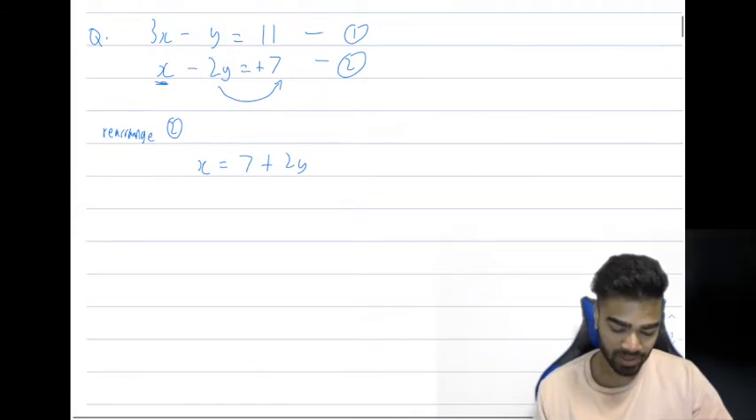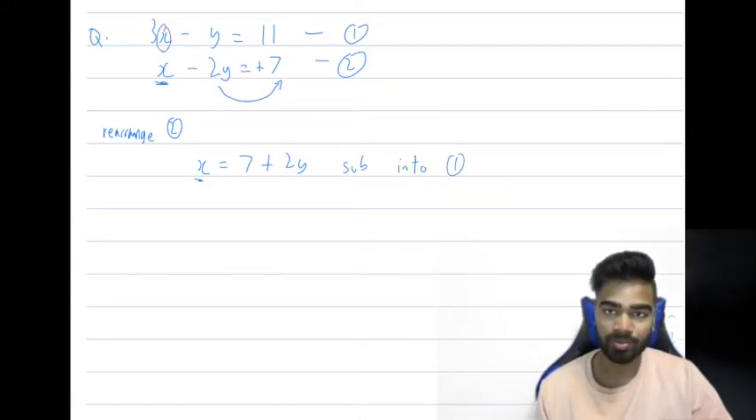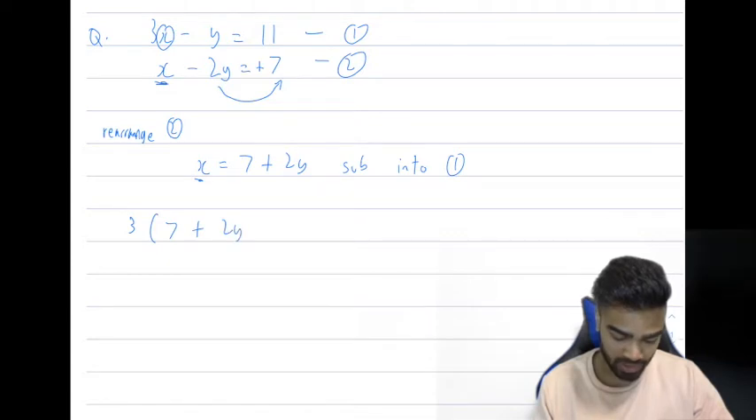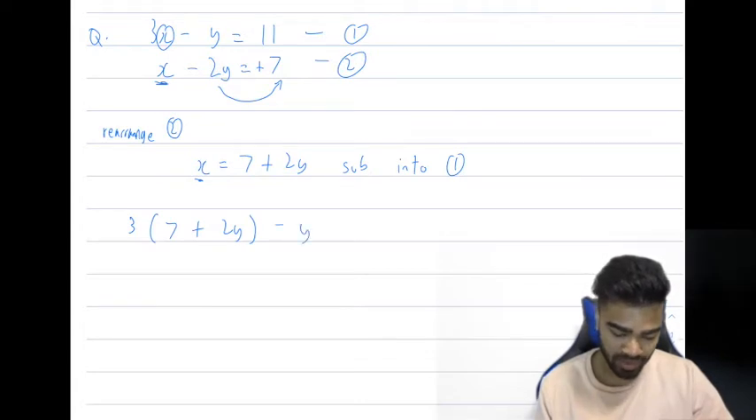Okay, so then what I can do, if I have x by itself, I can sub this into equation number 1. I can sub this in for the x in the very top equation, the first equation. So it'll be 3 multiplied by 7 plus 2y. Okay, so I took x out and I replaced it with this because they are the same thing. So minus y, so write the rest of the equation down, is equal to 11.